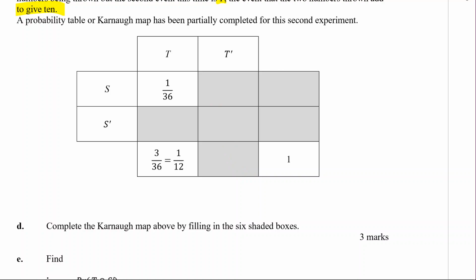Alright, so the first thing that we can recognize that we can fill in is here. If this is 1 on 36 and this is 3 on 36, this has to be 2 on 36. And remember, always simplify if you can. That's going to be 1 on 18. Okay, what else can we figure out here?